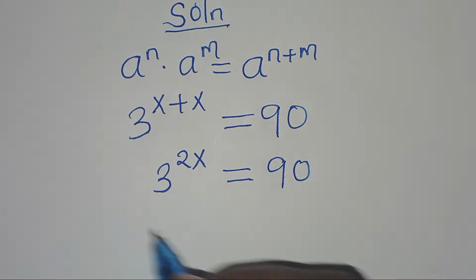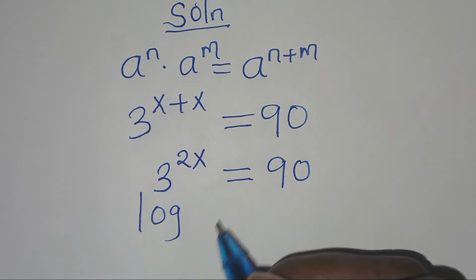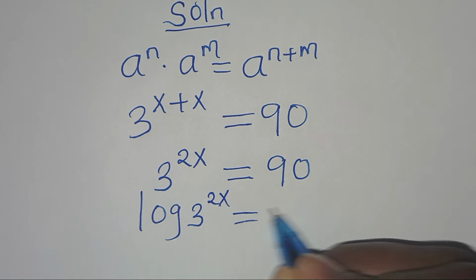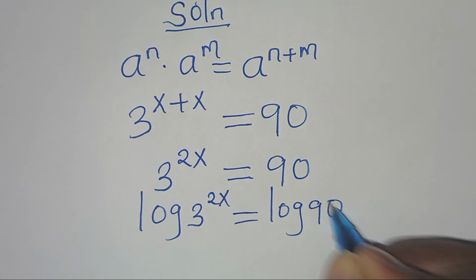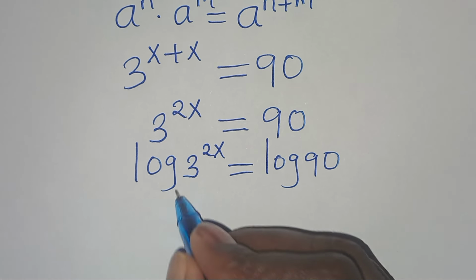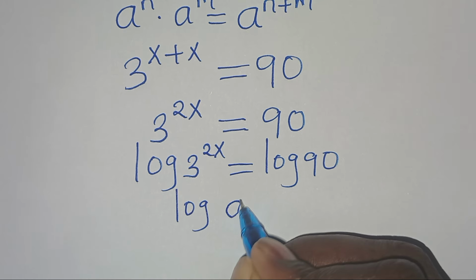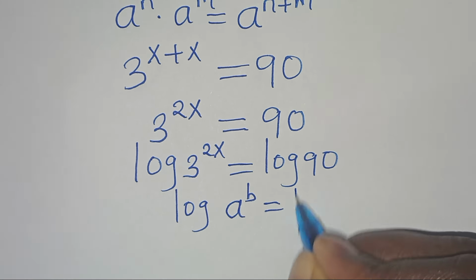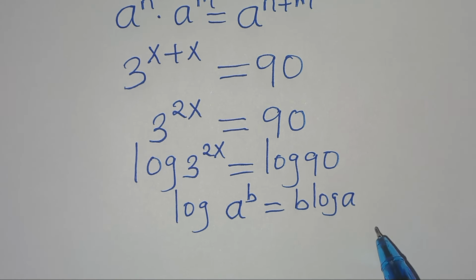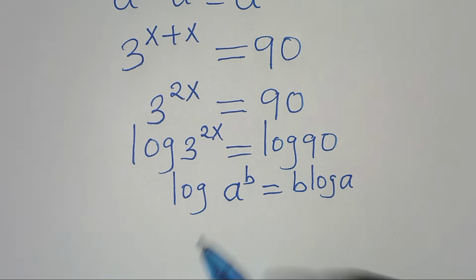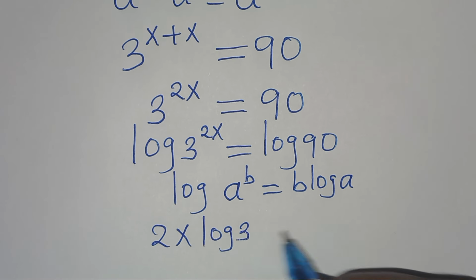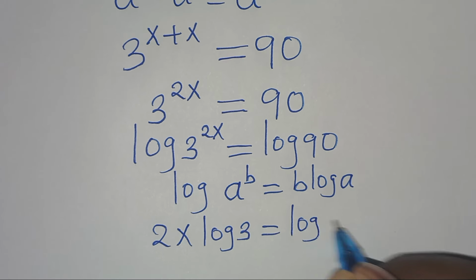To solve for x here, let's introduce logarithm on both sides so that we have log 3 to the power of 2x. This is equal to log 90. Now we have that log 3 to the power of 2x. This is in the form of log a to the power of b, which we can express as b log a. Applying this power rule property, then we have log 3 to the power of 2x becomes 2x log 3. This is equal to log 90.